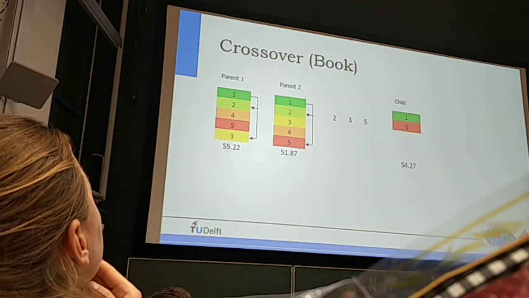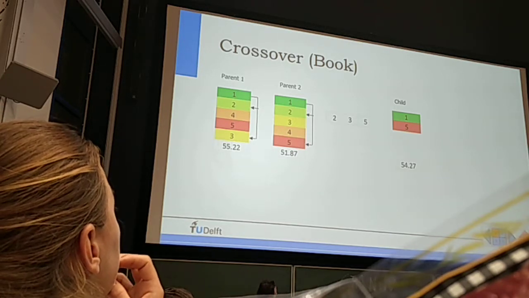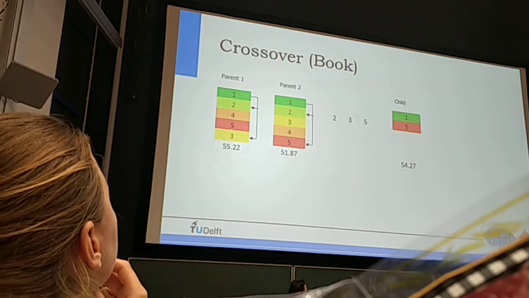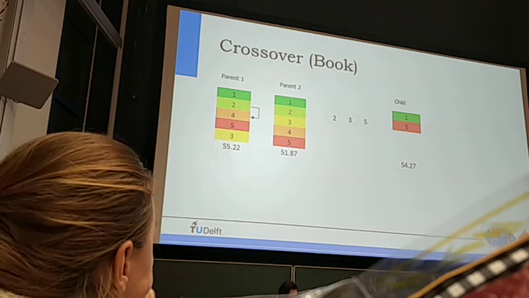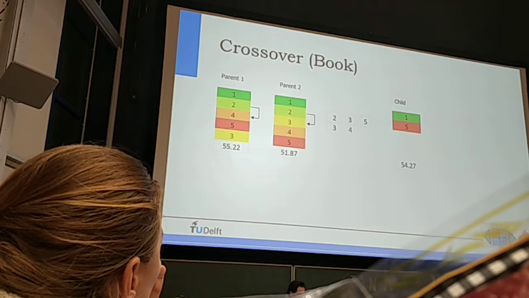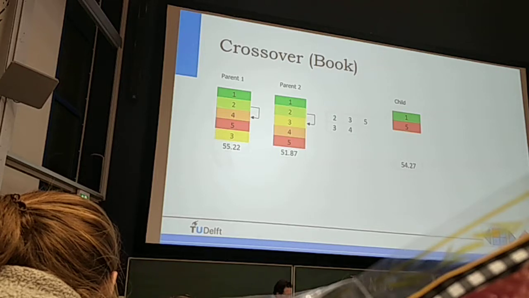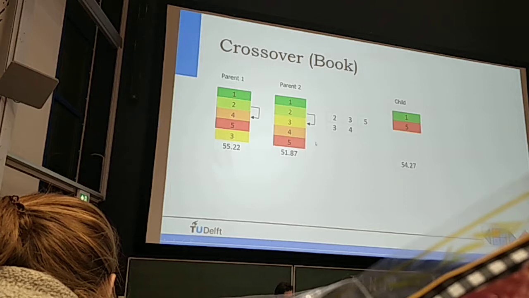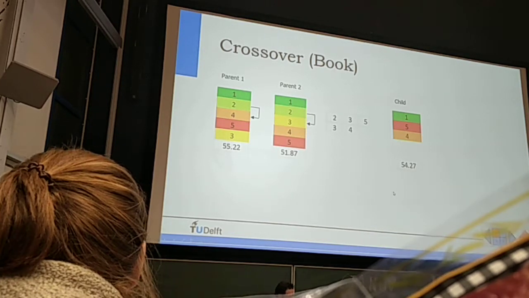Now we look at 5. Where is 5 connected to? For parent 1, 5 is connected to 3 and 4, and for parent 2 it's connected to 4 and 1. But we've already had 1, so we'll eliminate that. So the only options we have are 3 and 4. So this should be from 5, so it should actually be from here. So 3 and 4 are the options. We'll pick one randomly. In this case, we'll pick 4.